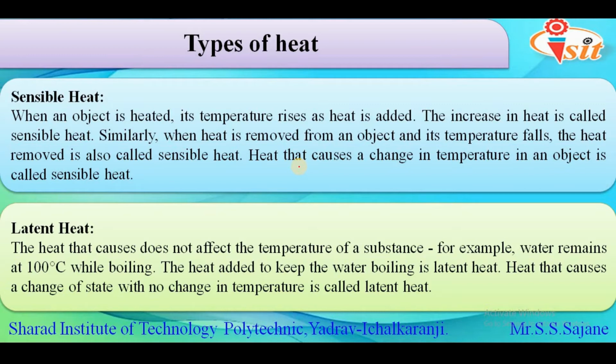So we can summarize this as follows. Sensible heat is the heat where there will be no change in phase, but there will be an increase in temperature. Whereas in the case of latent heat, there will be no increase in temperature, but there is going to be a definite change in the state of the system. So this was all about the types of heat, that is sensible heat and latent heat.